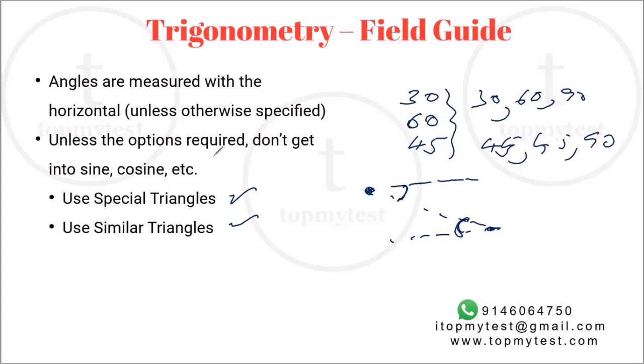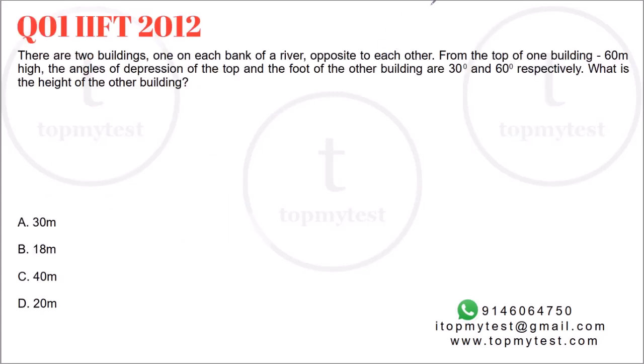So let's get on and try a few questions from past papers. The first question is from IFT 2012. This one says there are two buildings, one on each bank of a river opposite to each other. From the top of one building, 60 meters high, the angles of depression of the top and foot of the other building are 30 degrees and 60 degrees. What is the height of the other building?